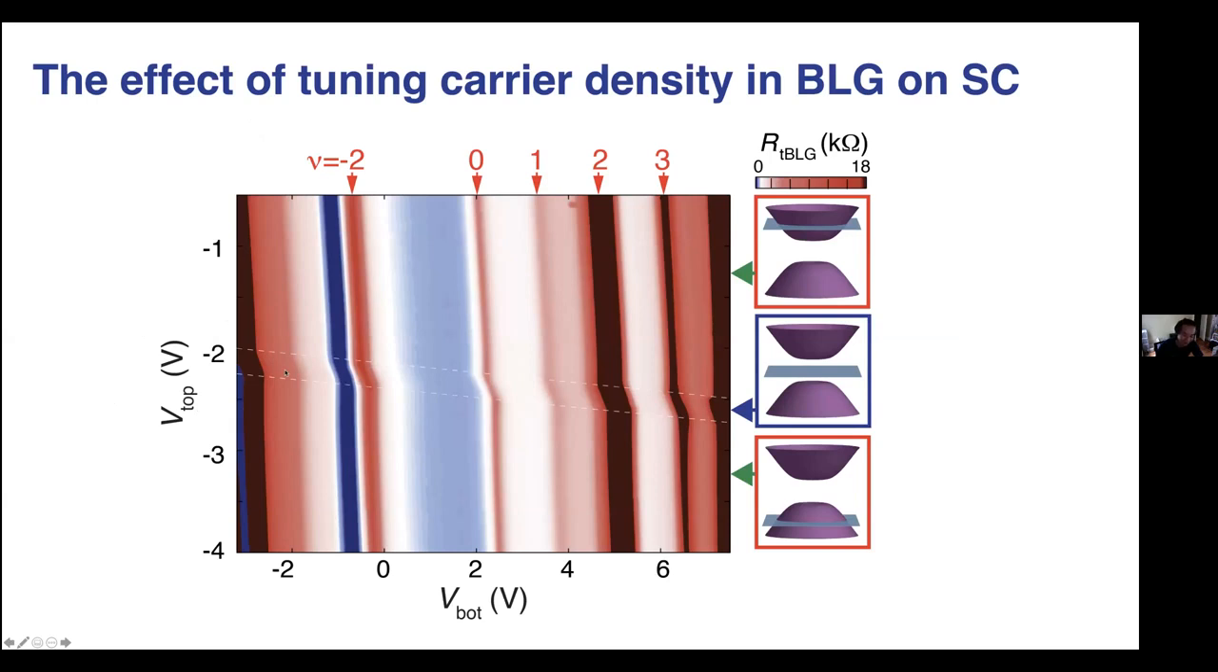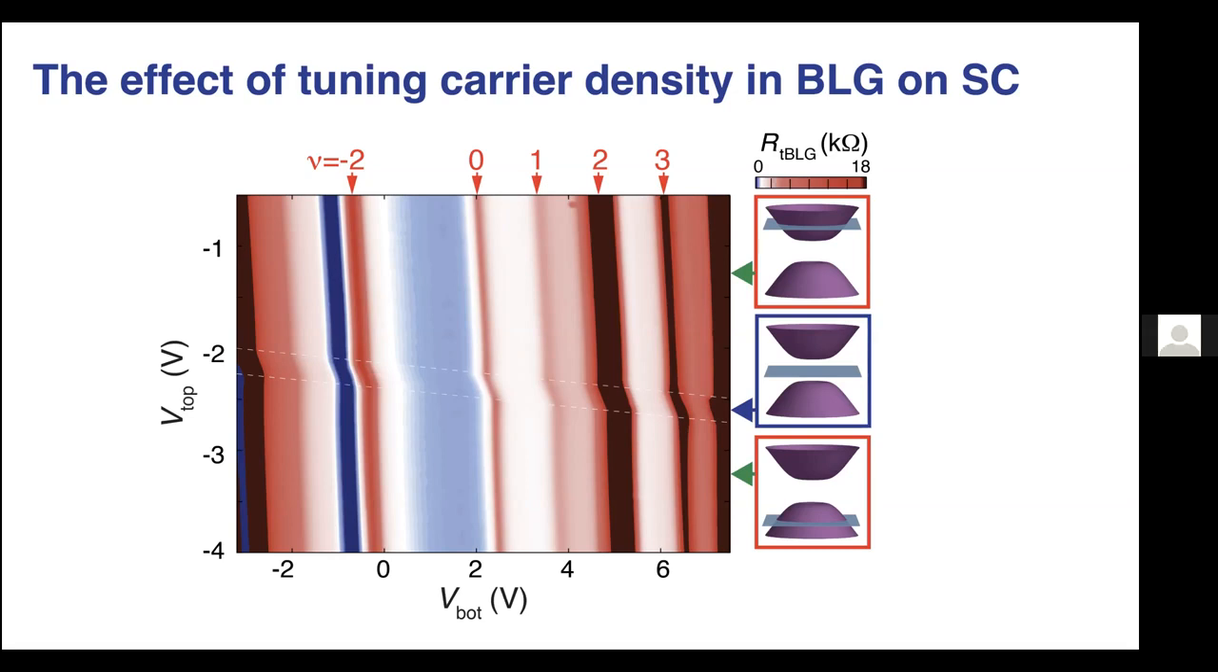When you compare the transport behavior in twisted bilayer graphene when bilayer graphene is insulating and metallic, we don't see a dramatic change in the nature of the ground state. So I think the Coulomb correlation within the Moire flat band still dominates. And the effect of having the bilayer graphene here is really providing Coulomb screening. And there's no interlayer correlated ground state here.